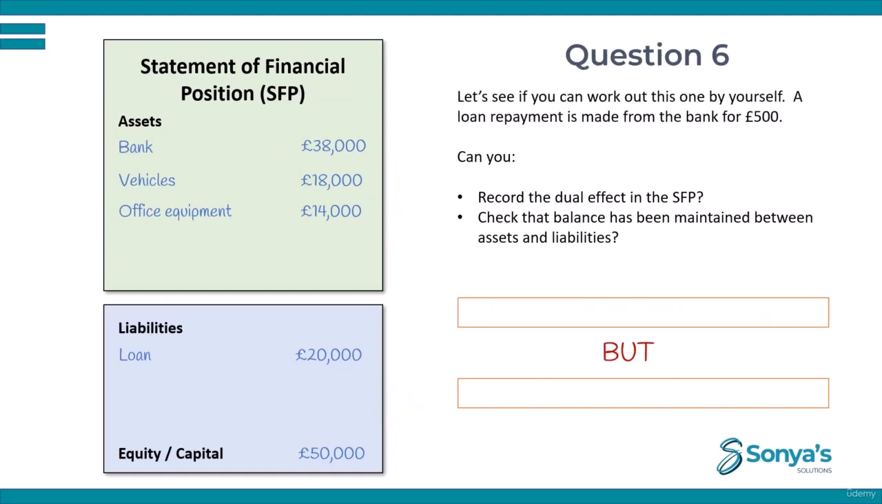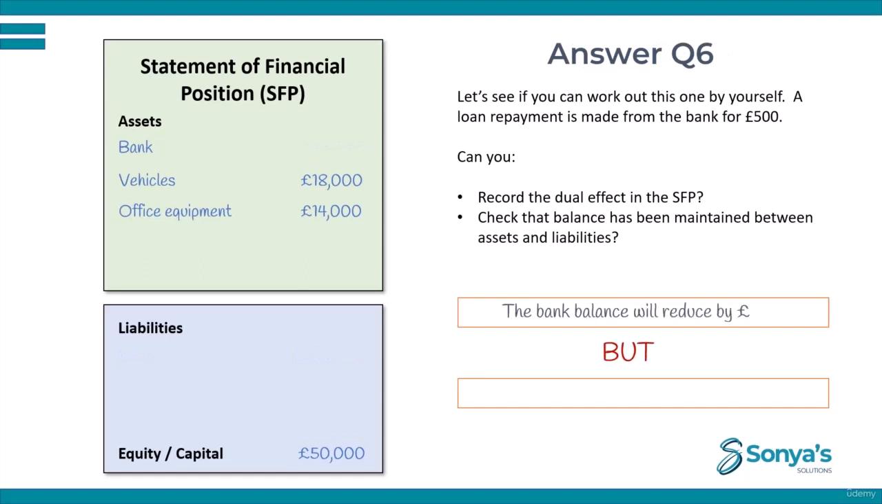Get ready to pause the video to give yourself time to read and answer the question. The loan repayment is paid through the bank, reducing the bank balance, and the debt is reduced by the same amount. Although the totals of each section have now changed, balance is still maintained.